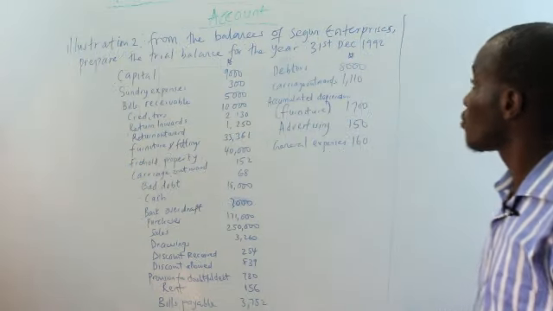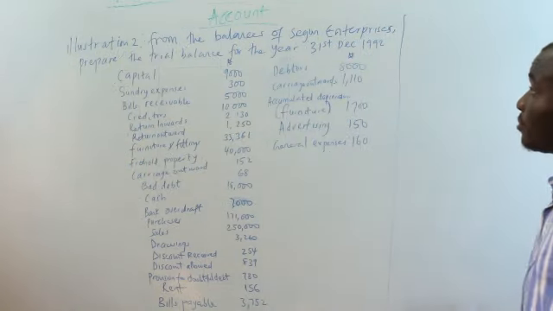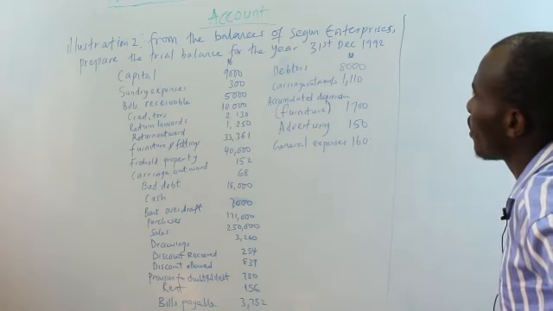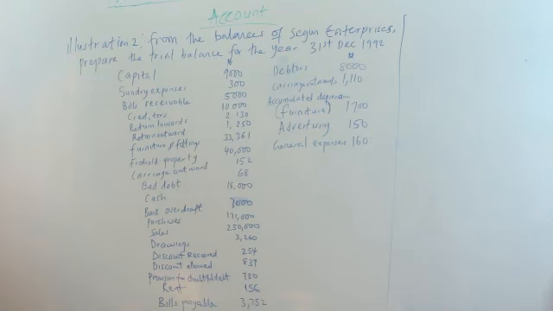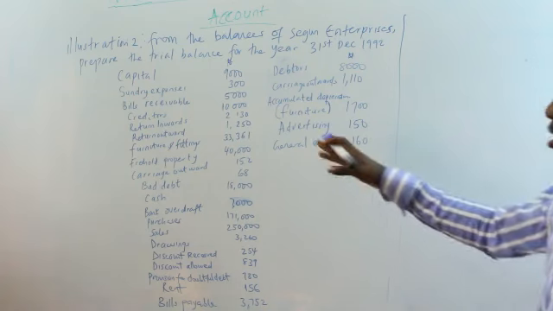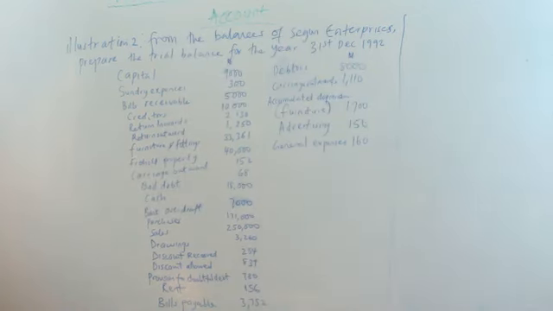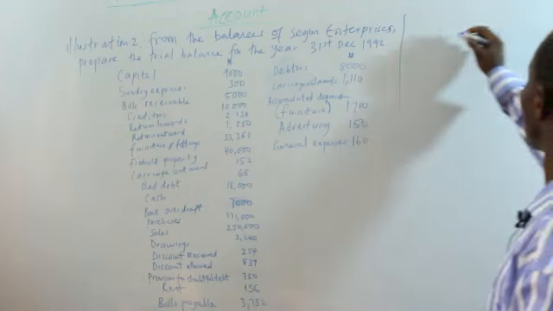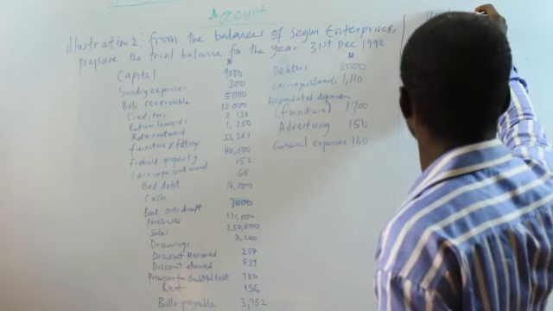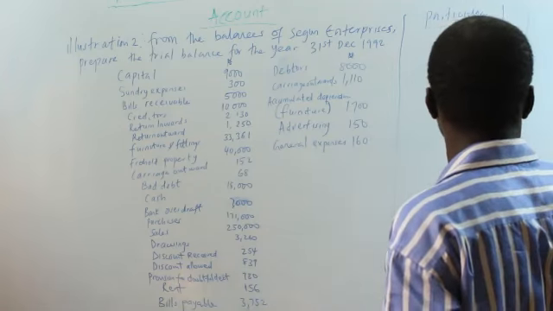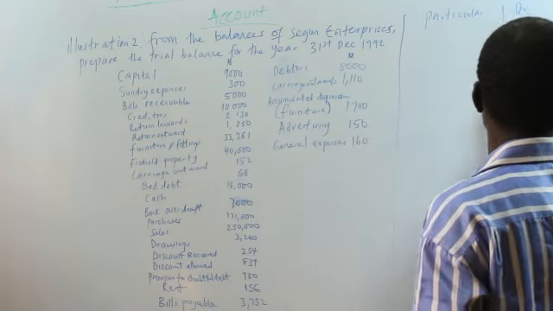So we have a second illustration. The trial balance. So from the balances of Shego Enterprises, prepare the trial balance for the year 31st December 1992. So we have capital, funding, expenses up to general expenses. So we have to prepare the trial balance from the details given. So I have to open the trial balance. We have the particulars, debit and credit.